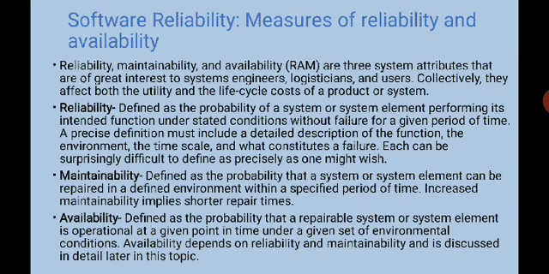Next is software reliability and availability. See, reliability, maintainability, and availability, that is what you call RAM in software engineering. So there are 3 system attributes, and they are of great interest to both engineers and users, right? Collectively, they affect both the utility and the life cycle cost of a product or system. Reliability. What is reliability?